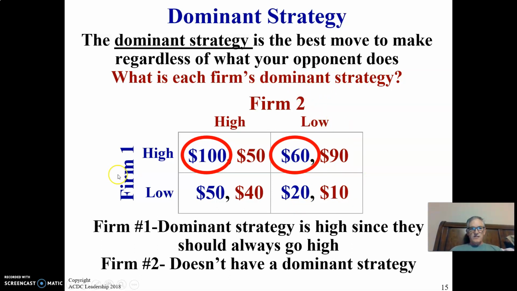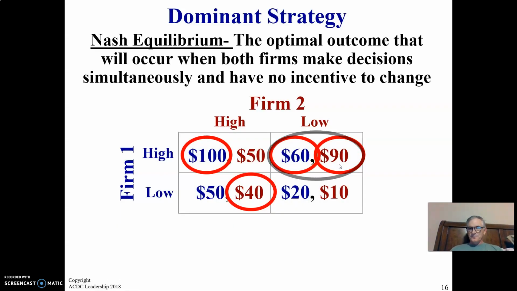Right, and we'll get through here. What is firm 2 going to do? If firm 1 prices high, do they want to make $50 or $90? They want to make $90. If firm 1 goes low, do they want to make $40 or $10? They want to make $40. And immediately where I have the two circles is going to be Nash equilibrium.